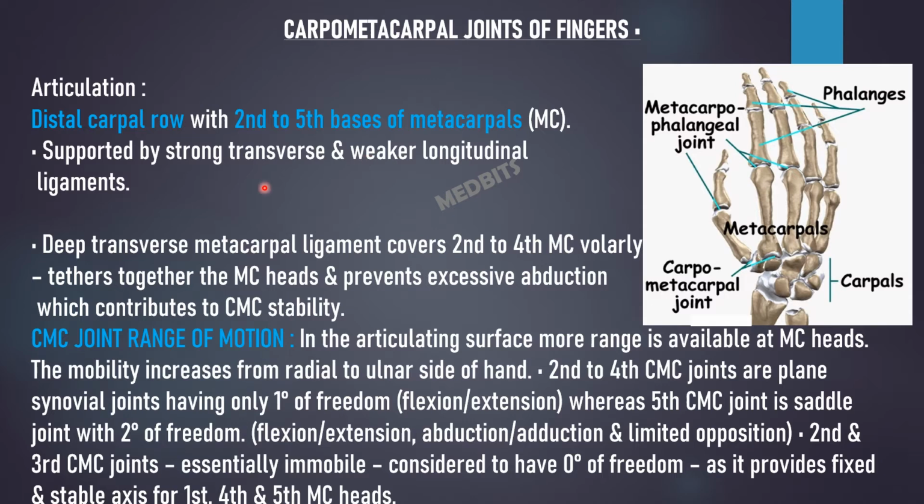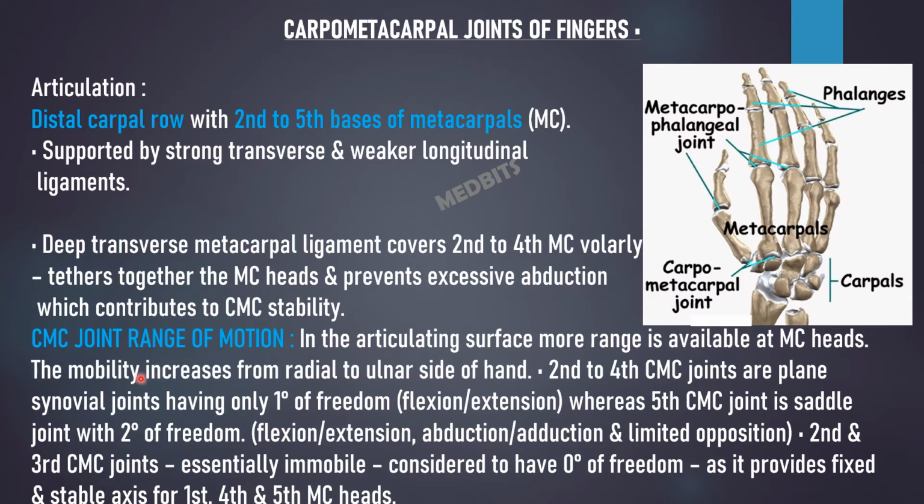Carpometacarpal joints of fingers. Articulation: distal carpal row with second to fifth bases of metacarpals, supported by strong transverse and weaker longitudinal ligaments. The deep transverse metacarpal ligament covers the second to fourth metacarpals volarly. Thus, it holds together the MC heads and prevents excessive abduction, which contributes to carpometacarpal stability.